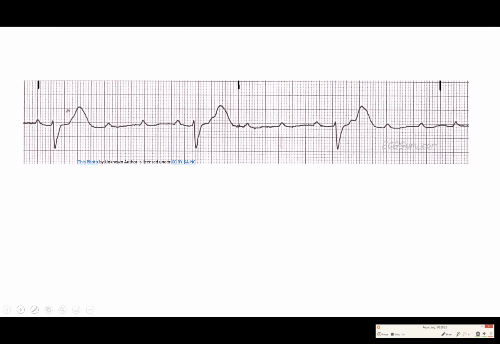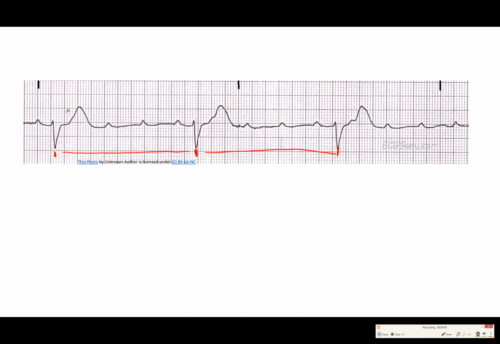All right, what about this one? Is it regular or irregular? Well, that's, again, an interesting question. It's fairly regular, actually. Although, what do you notice? If you're doing your rate, it looks very long, doesn't it?